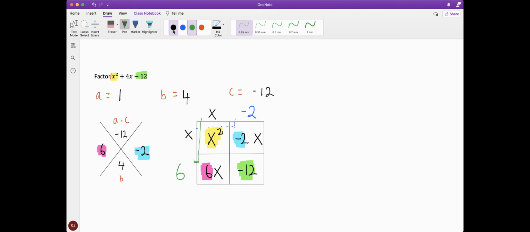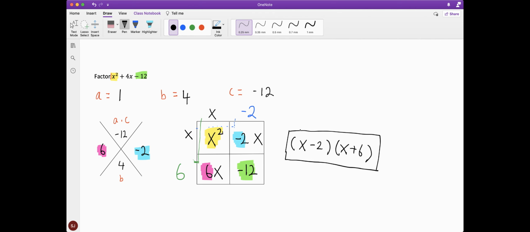So then let's write down what we have. On the top, we have x minus 2, so write it in parentheses. And on the side, we have x and positive 6, so that's x plus 6. And there we go. We factored our polynomial here into two binomials. Binomial is when you have two terms, 1 and 2. So there you go. These are our factors of this polynomial here, and we're finished.